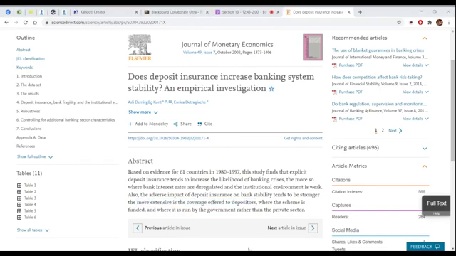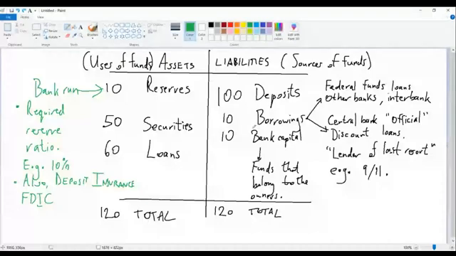So again, whenever you see the word insurance, you can immediately start thinking, where's the moral hazard? And after a few steps of common sense, you'll probably find it. And in this case, what's kind of cool, unfortunately, is that research suggests that indeed this moral hazard problem is there, and so deposit insurance actually doesn't help.